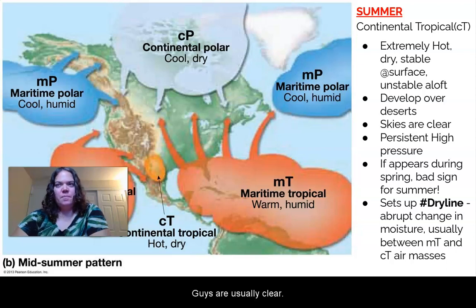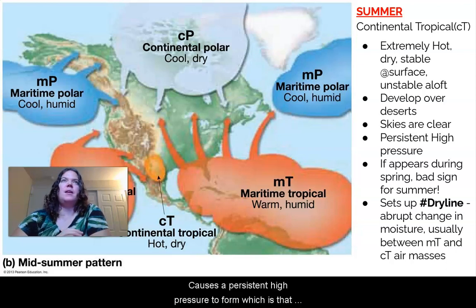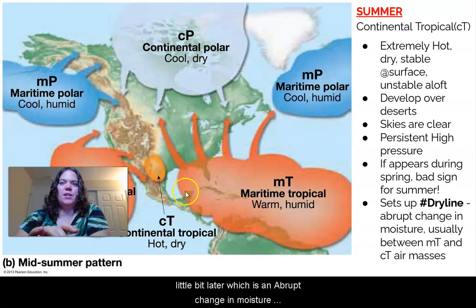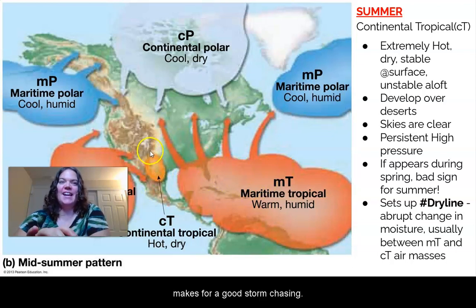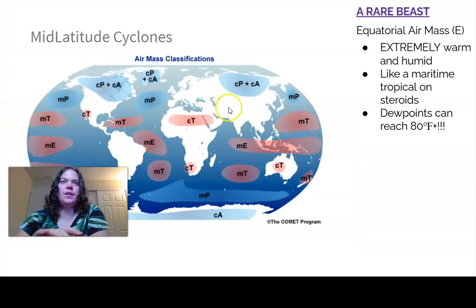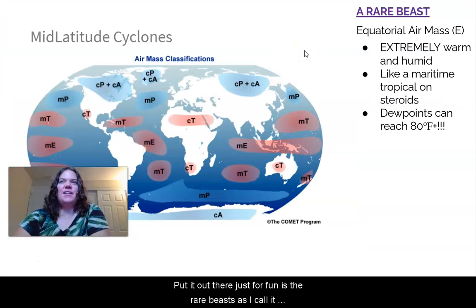Skies are usually clear. It causes a persistent high pressure to form, which if that happens during the spring, it's a very bad sign for the summer. It can also set up what's called a dry line, which we'll see a little bit later, which is an abrupt change in moisture between the cT and the mT air masses, which makes for good storm chasing. Yay!